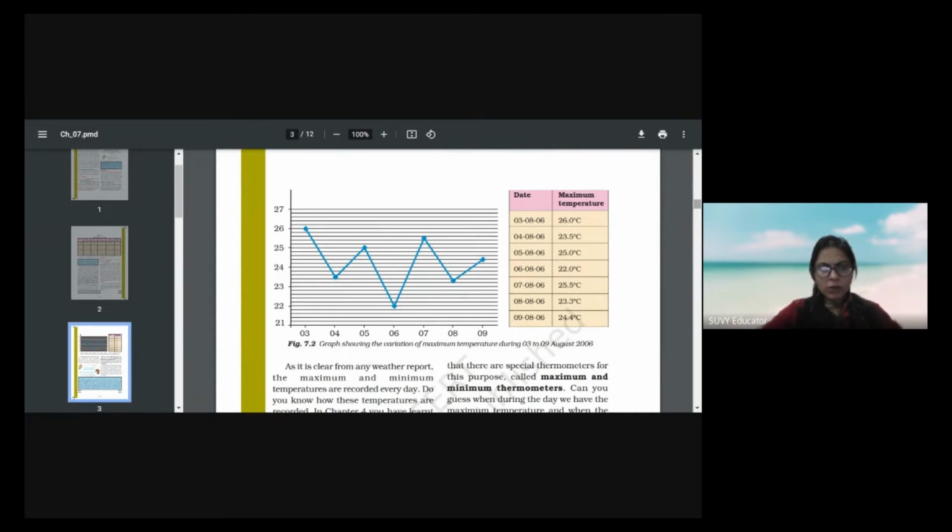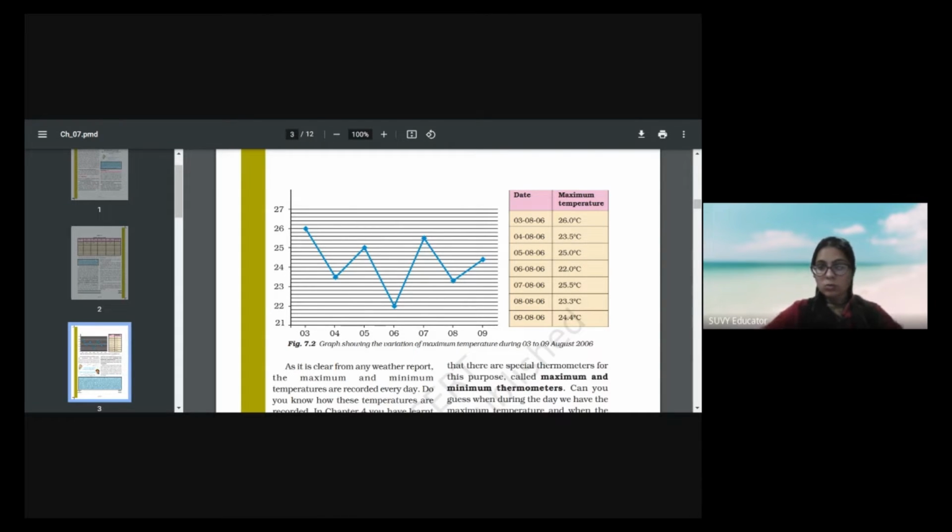Now this graph shows the variation of maximum temperature during August. It is just a data report which tells you how weather changes. You can see that on 3rd August the maximum temperature was 26. On the very next day the temperature decreased to 23. On 5th it was 25, and on the 22nd like this. So day to day the temperature is decreasing or increasing.